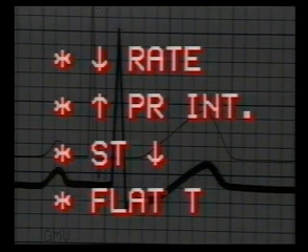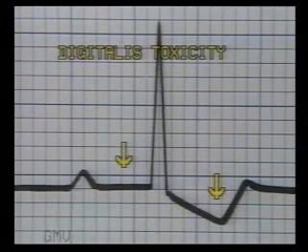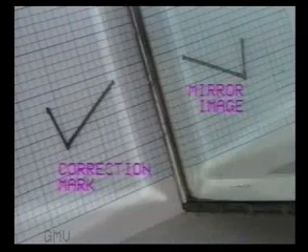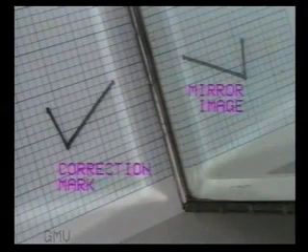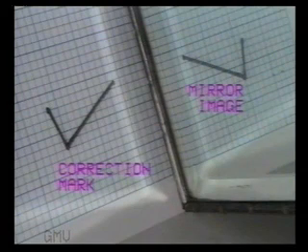Now we will see what happens with overdosage of digitalis, or digitalis toxicity. The PR interval is further prolonged and there may be second degree heart block with few dropped beats. And there is a very characteristic ST segment depression described as the mirror image of a correction mark. On the left we see a correction mark and on the right is its mirror image. That is how the characteristic ST segment depression looks in digitalis toxicity.